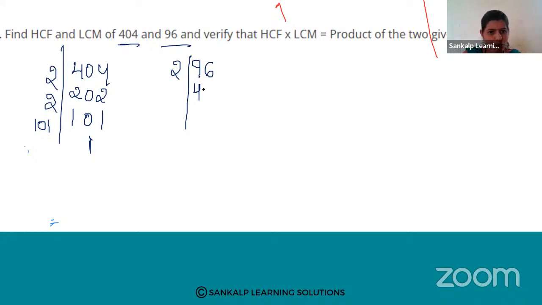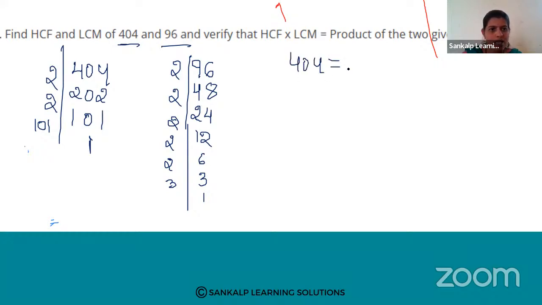Okay, 2 2s are 4, 1 remains, 2 8s are 16. 2 2s are 4, 2 4s are 8. 2 1s are 2, 2 2s are 4. 2 6s are, next 2 3s are 3 1s are. Yes. So how many factors are we getting? 404 means it is 2 into 2 into 101.